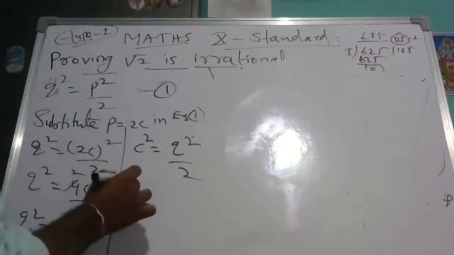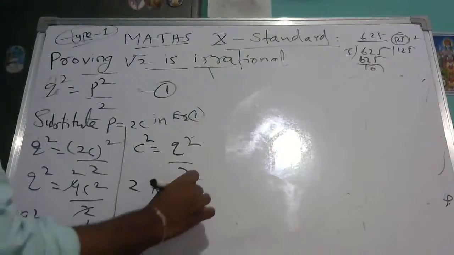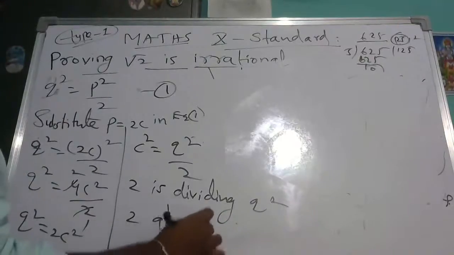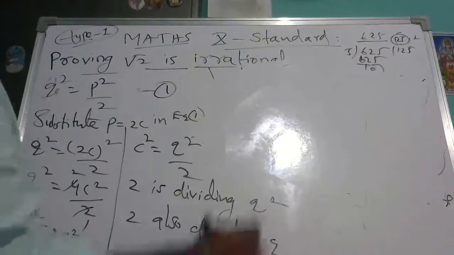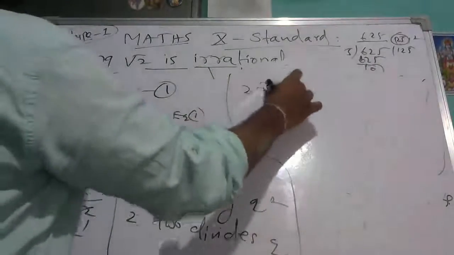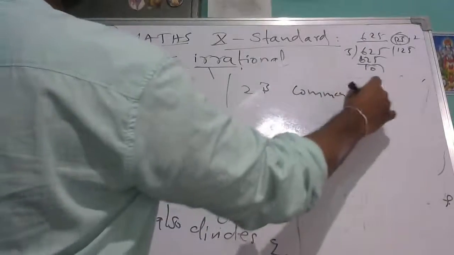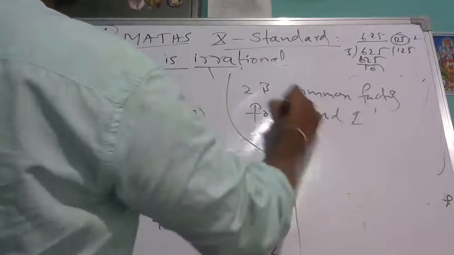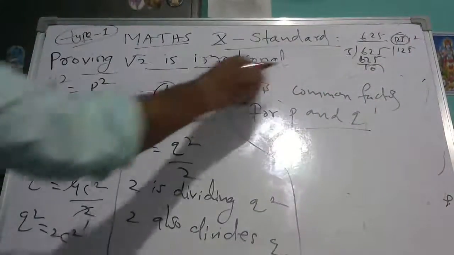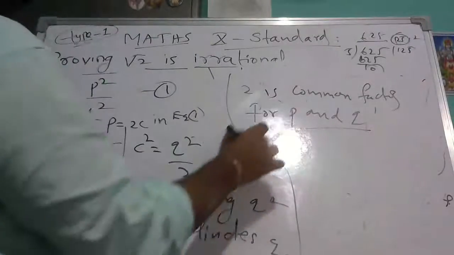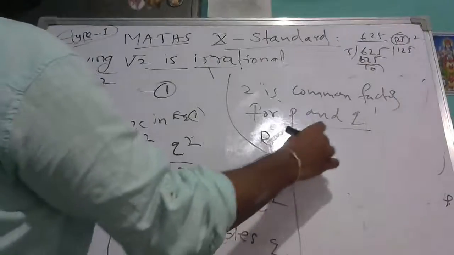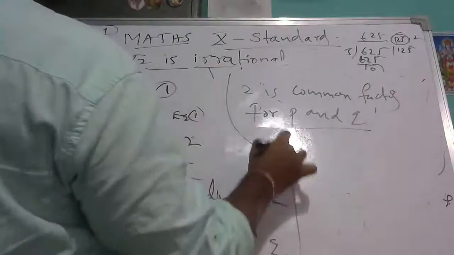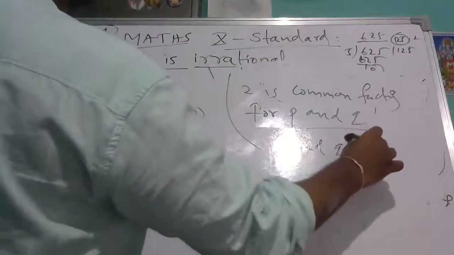So here it says 2 is dividing Q squared. 2 also divides Q. That means 2 is a common factor for P and Q. So what is our rule for a rational number? A rational number should be in the form of P by Q, Q should not be equal to 0, and P and Q must be co-prime.